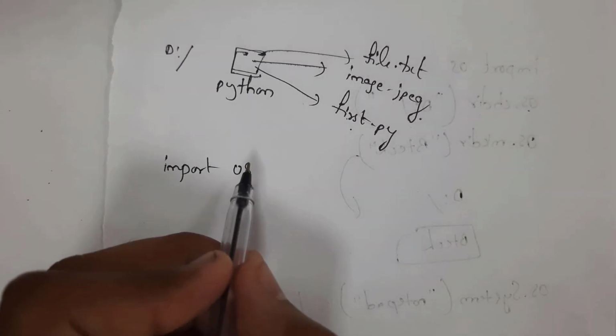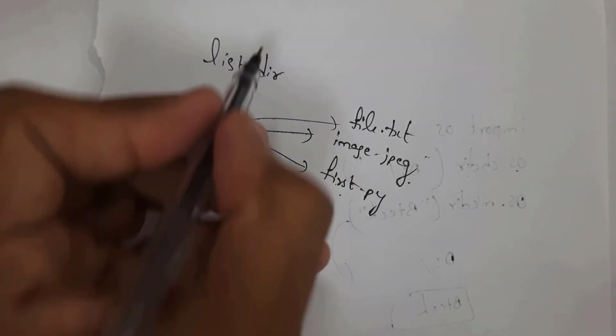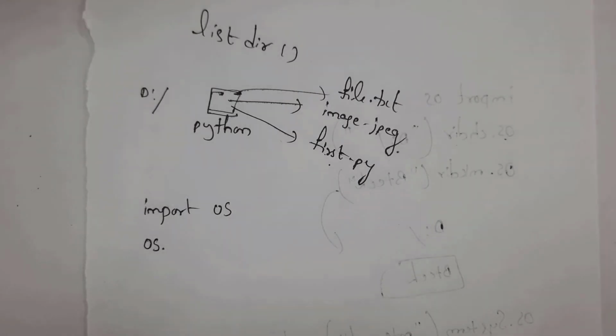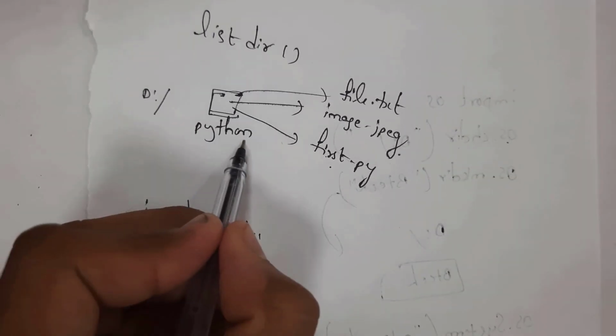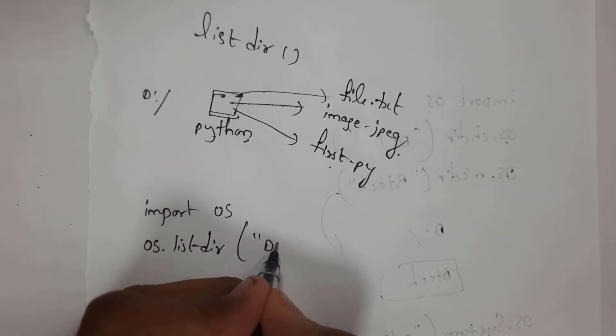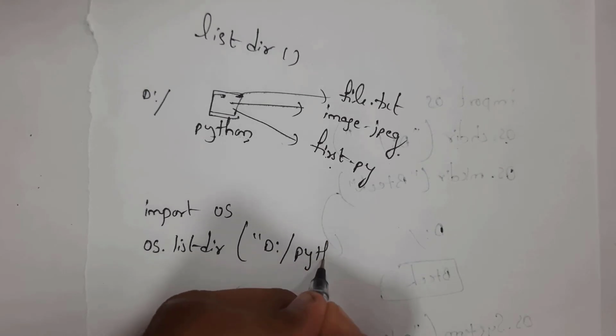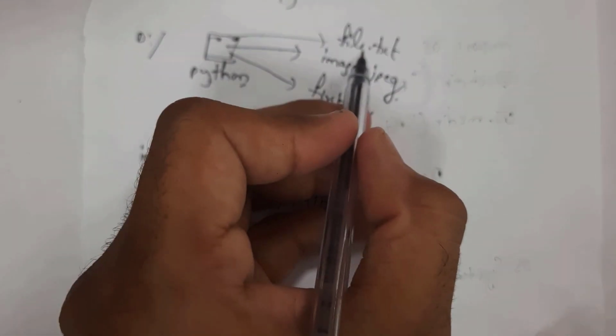So just write here import os. And next os dot listdir, that is nothing but list directory. This listdir function will display all files that are present in my folder. Just write here os dot listdir. I want to check what files are present in the Python folder which is present in local disk D. So just write here D and this folder name is Python. Whenever you write this line of code and click enter, you will get output. What are the files? Total there are 3 files.